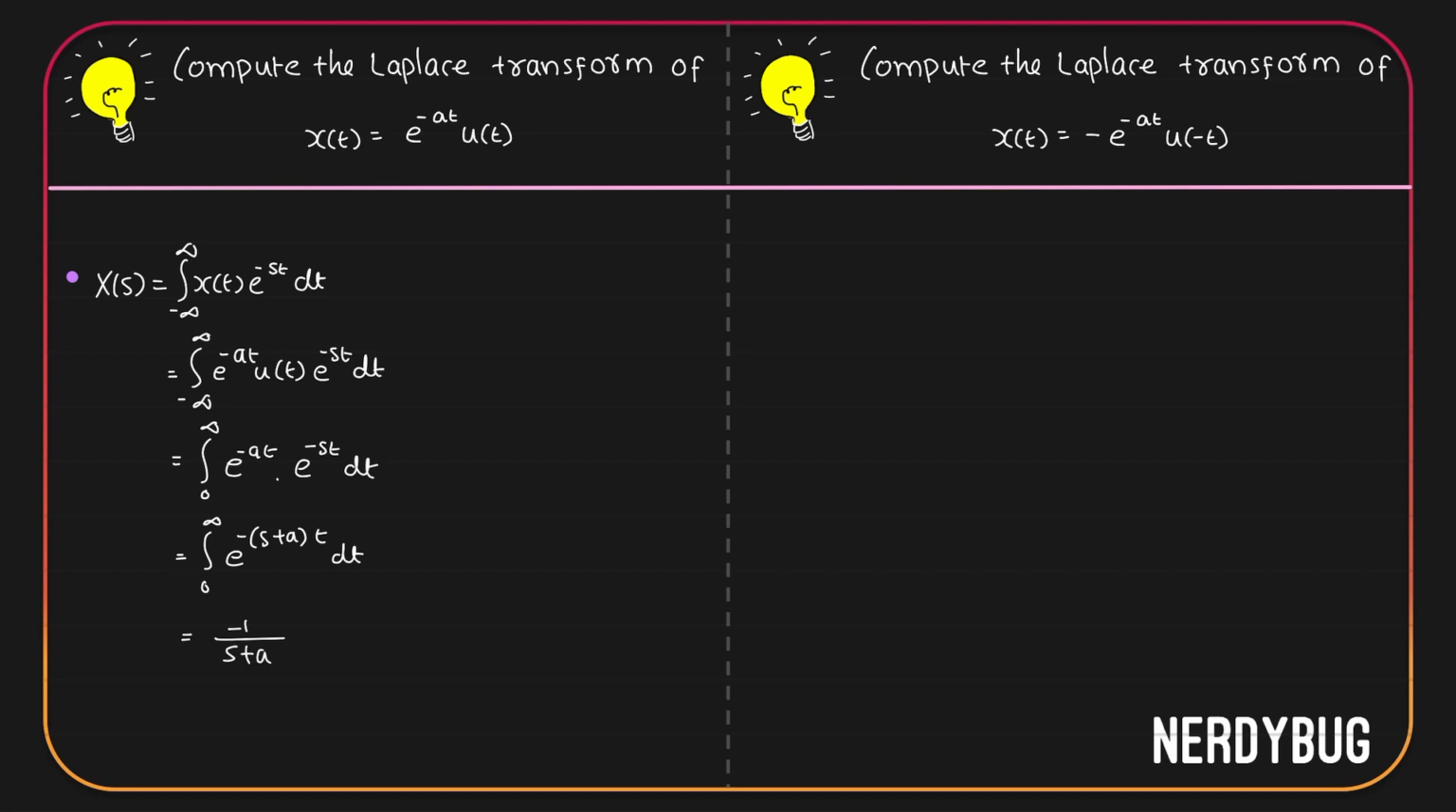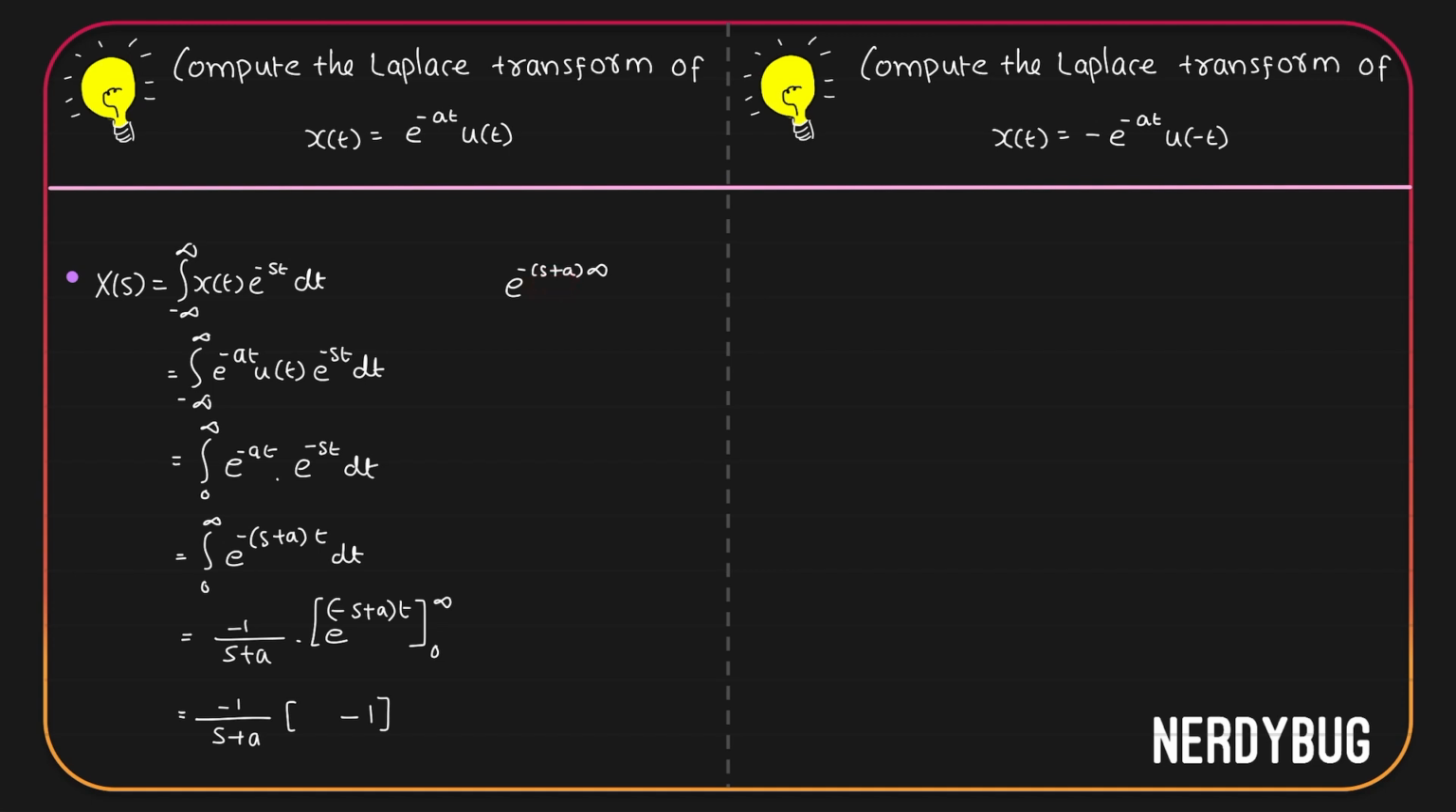We'll get minus 1 by s plus a e raised to minus s plus a into t, giving the limits from 0 to infinity. Now this will be equal to minus 1 by s plus a multiplied by, if I give the lower limit, it is 0, so I will get e raised to 0. So that is going to be 1. So I have something minus 1. Now to find what I will get here, I have to give the upper limit, that is infinity. If I give the upper limit infinity, I will get e raised to minus s plus a multiplied by infinity. Now there are two things that can happen here.